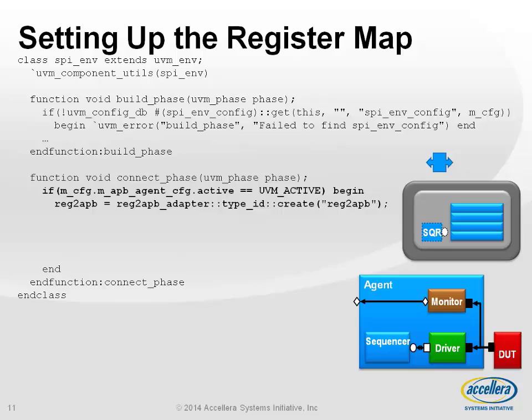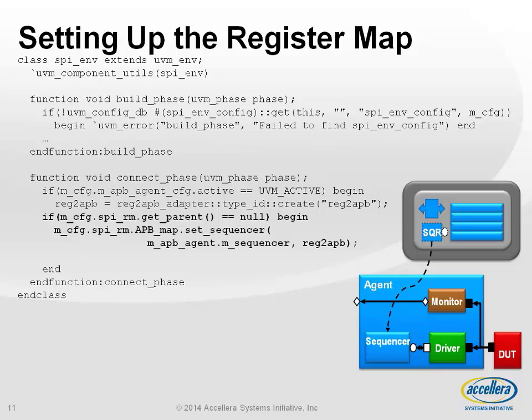Then we go and we look and we say, are we the parent? If getParent returns a null, that means we're the top level thing, so we're the ones that have to be responsible for dealing with this. So we call the setSequencer method of the address map in the register model that was passed in by the config, and we set that to be the sequencer in the APB agent. So we set that handle right there. Now our address map knows which sequencer we're actually going to be executing on.